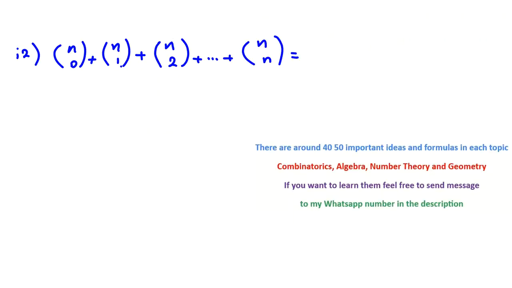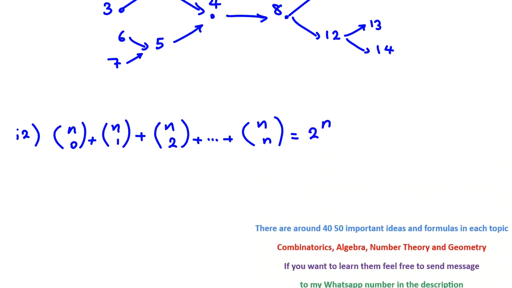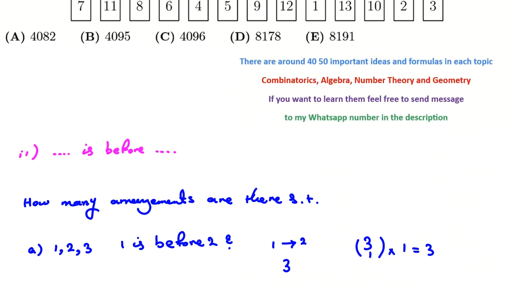Okay, because we are considering all subsets with 0 elements, with 1 element, 2 elements, up to n elements. So it will be 2 to the n. Okay? Now we want to use these two ideas to solve the problem.